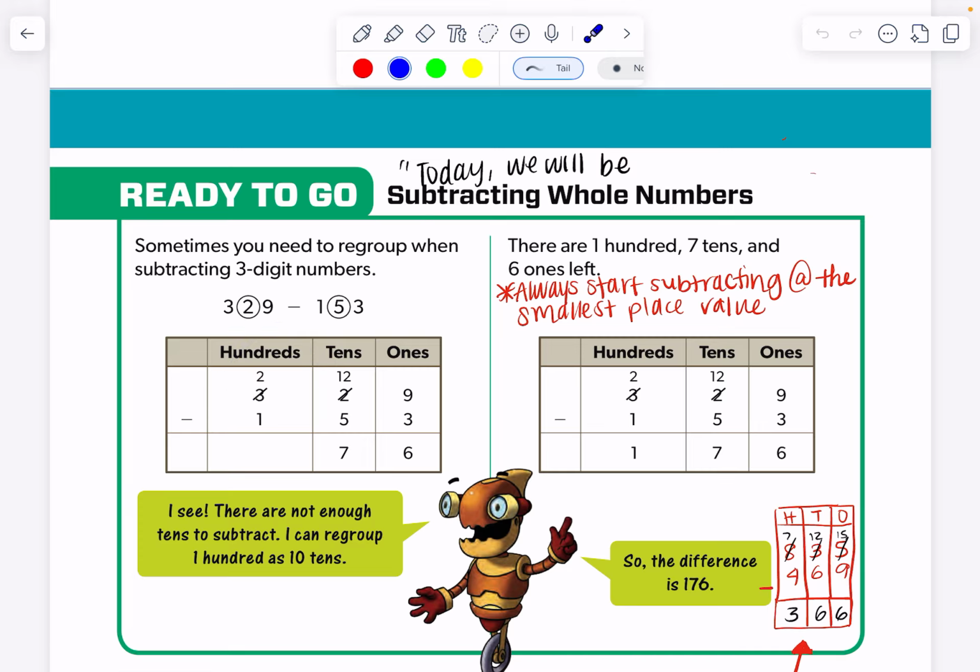Remember from yesterday, the value does not change. 100 is the same as 10 tens. So because we took away 100 and regrouped it as 10 tens, we now are left with 200s, and we no longer have the 2 tens that we started with. Because we added 10 more, we now have a total of 12 tens, okay? So 12 tens take away 5 tens gives us 7, and then 200s minus 100 is 100.